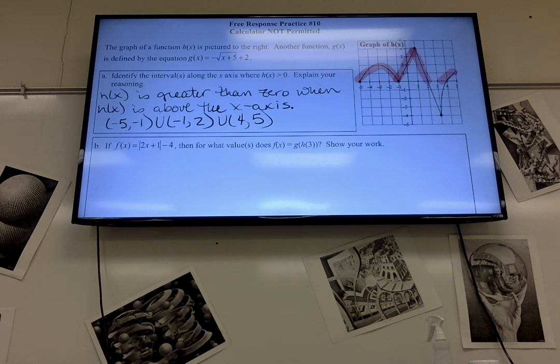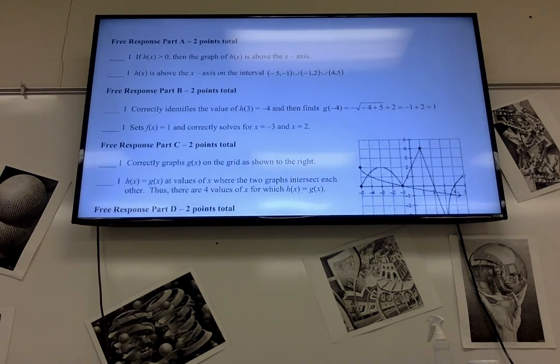If I had to guess, that's probably worth 2 points. Let's look down here and see. Yeah, 1 point is because it's saying it's above the x-axis, and then another point for the right intervals.